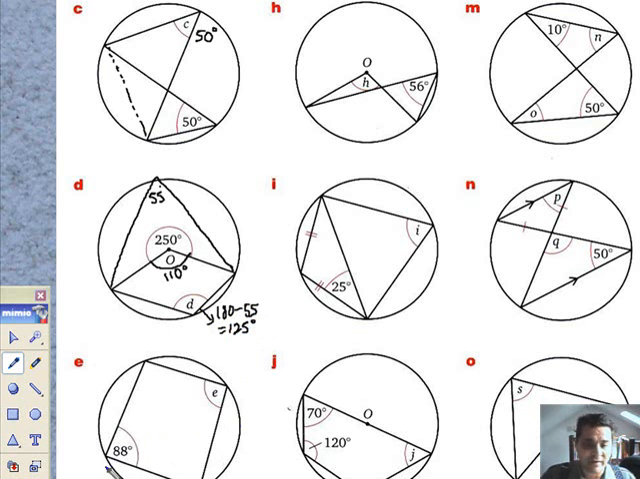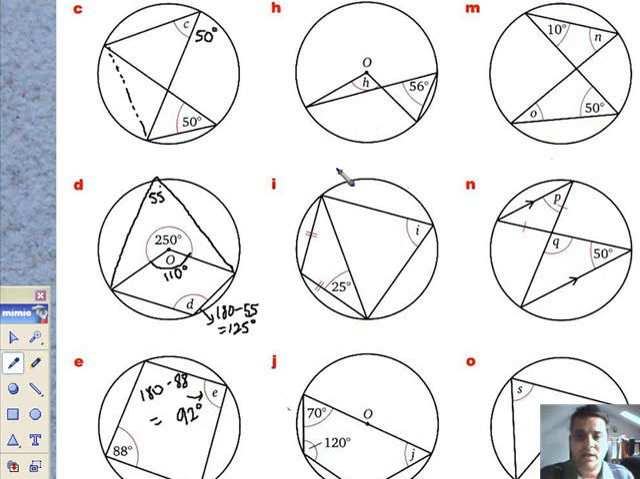Again, E is very straightforward, a cyclic quadrilateral. Opposite angles add up to 180. So E is going to be 180, take away the 88. And quickly, calculator. That comes to 92 degrees. So E is 92 degrees.